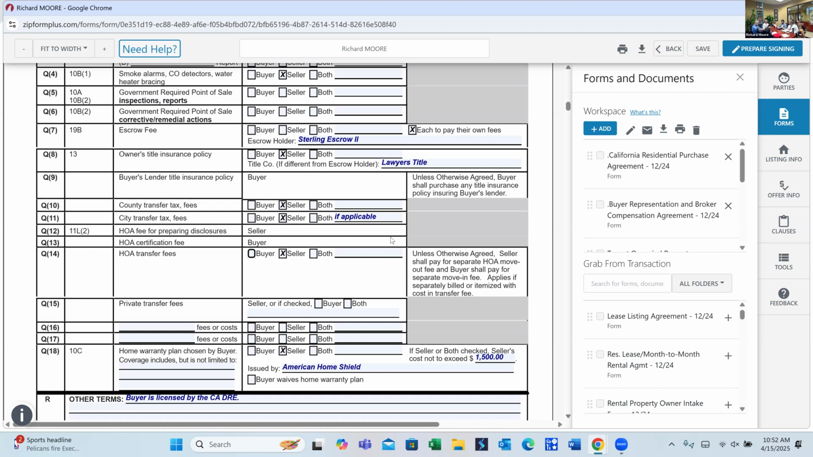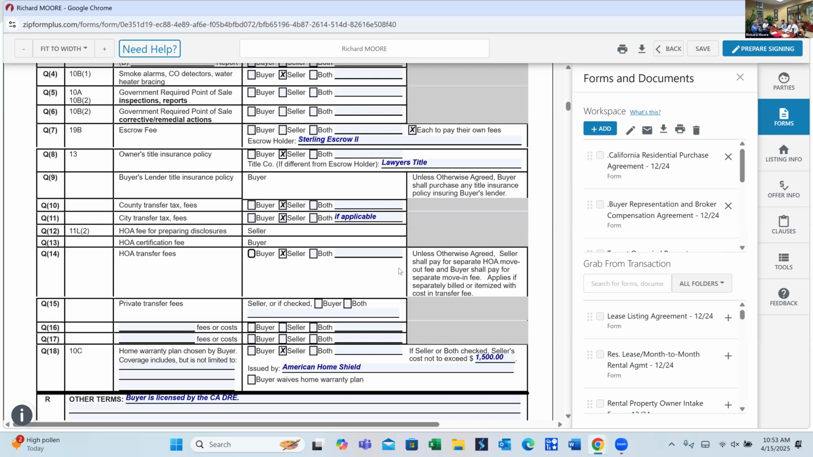You can see the HOA certification fee. That's what we talked about earlier, that one that's $400 to $600. The default in the contract is that it's the buyer's responsibility. And then Q12, it's actually regulated by Civil Code 4525, and the state law requires that the seller pay for all of those documents.